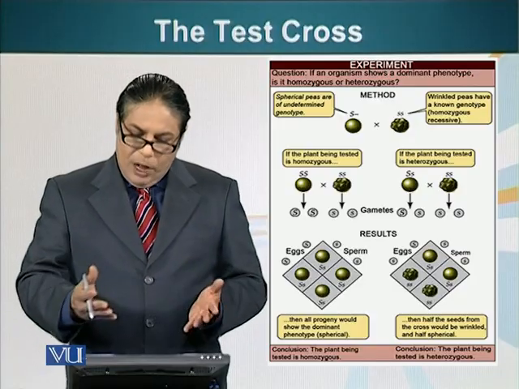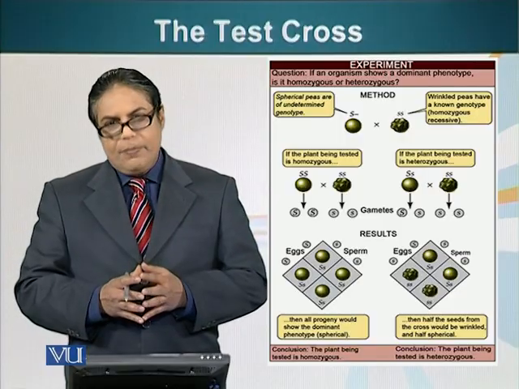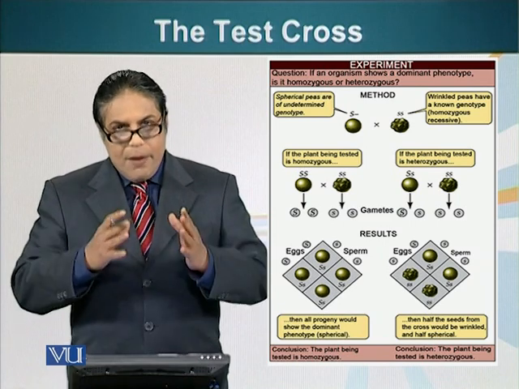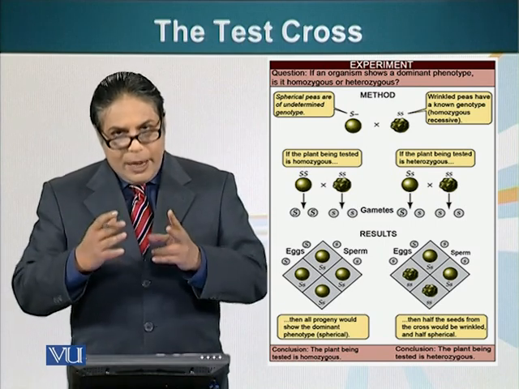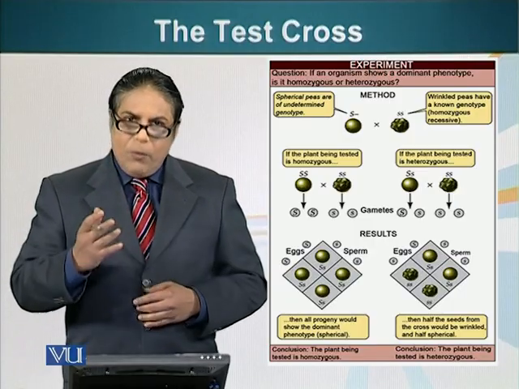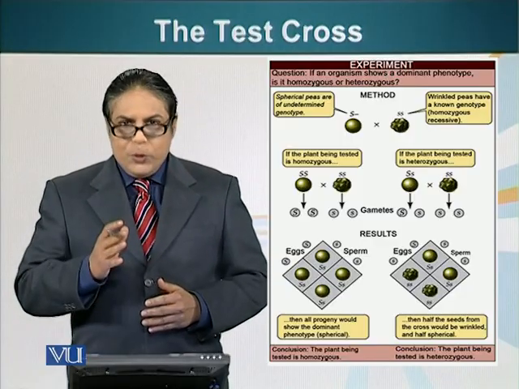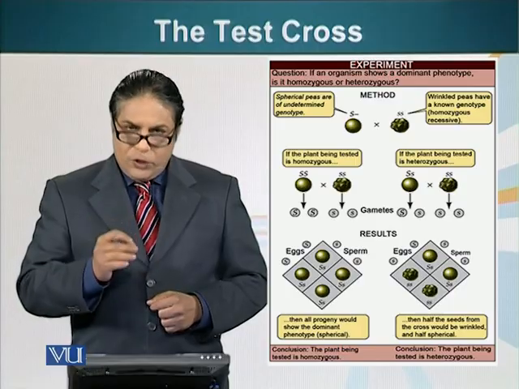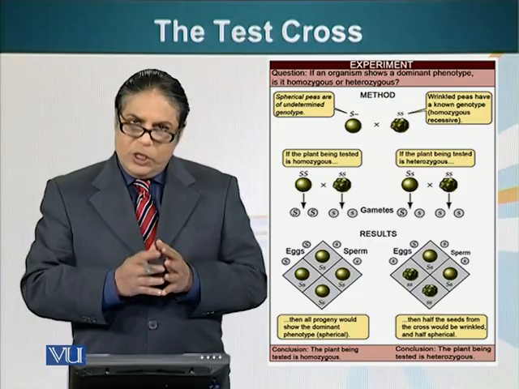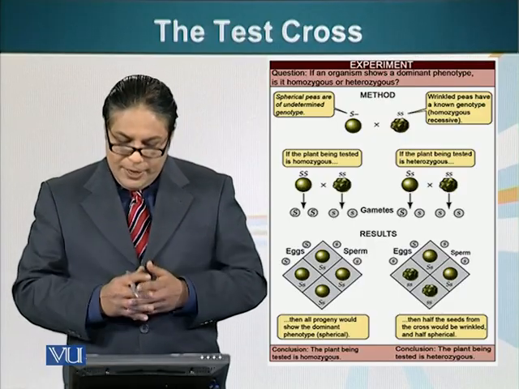In this case, our individual is a plant with round seed. We know that this plant could be heterozygous or homozygous, meaning it can have two capital S genes or one capital S and one small s gene. So how would we know what the actual genotype of this plant is? In order to determine that, we do the test cross. A test cross is between an individual of unknown genotype and the homozygous recessive of the same trait.